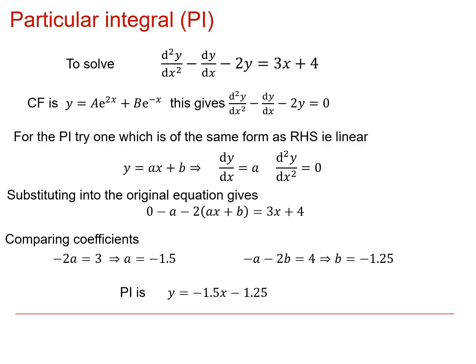There's that working written up so you can follow it a bit more easily. There's our complementary function that we saw in the previous video. Here's the trial function, and we're using the same shape. This is 3x plus 4, so we're using the same shape, ax plus b for y. Differentiate a couple of times, plug everything into the original equation, and compare the coefficients. And if I do that, I end up with that for my particular integral.